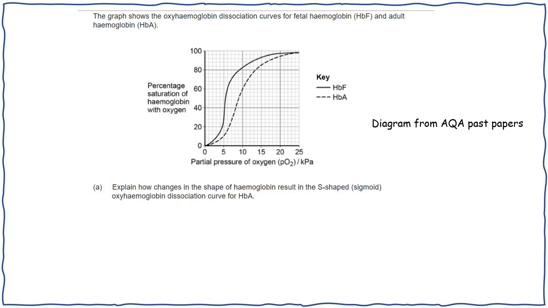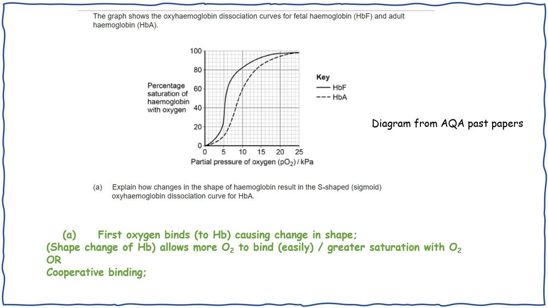The graph shows the oxyhemoglobin dissociation curve for fetal hemoglobin and adult hemoglobin. Explain how changes in the shape of hemoglobin result in an S-shaped or sigmoidal oxyhemoglobin dissociation curve for HbA. So you're basically just explaining why it's S-shaped, which is due to cooperative binding. So first oxygen binds to hemoglobin, which causes a change in the shape, which allows more oxygen to bind more easily. This is known as cooperative binding.